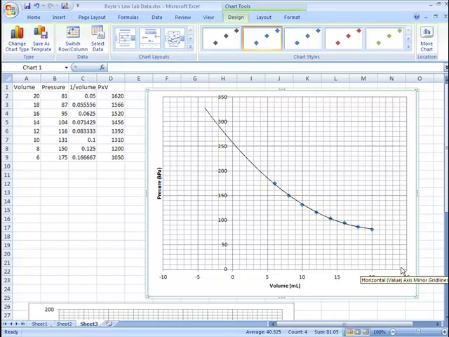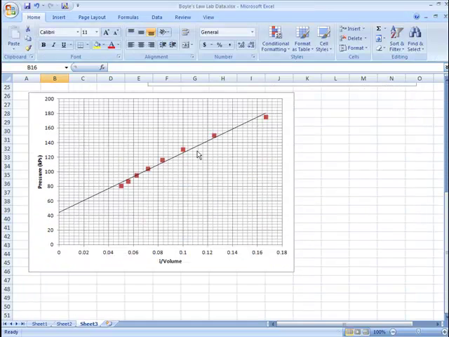This is known as an inverse relationship. As one goes up, the other goes down. Now, if it's an inverse relationship and it's proportional, if we graph the inverse, it should go through 0, 0 and be a straight line. Does this go through 0, 0? No. So there's something wrong. Something is wrong with our experimental data.